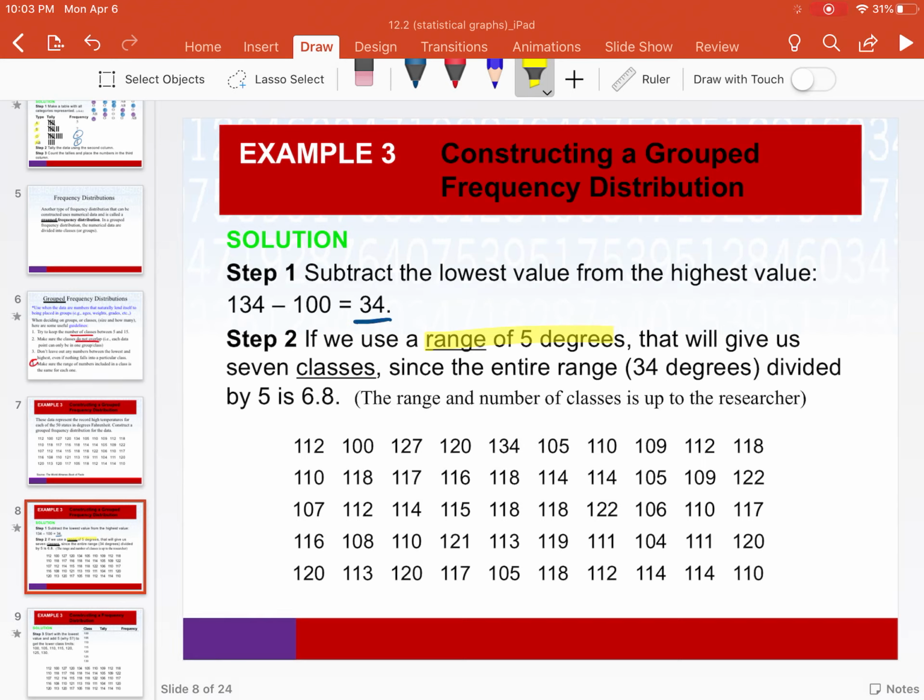Okay? You could do more or less, and a lot of times you'll do this in Excel anyways, and you take a look at it and you go, I think I should do a range of 6 degrees or 4 degrees. Okay? Again, if you have the ranges too small, then you'll have too many groups. If your range is too big, you'll have too few groups. So it's kind of a visual thing, and you'll see when we're done. Okay?